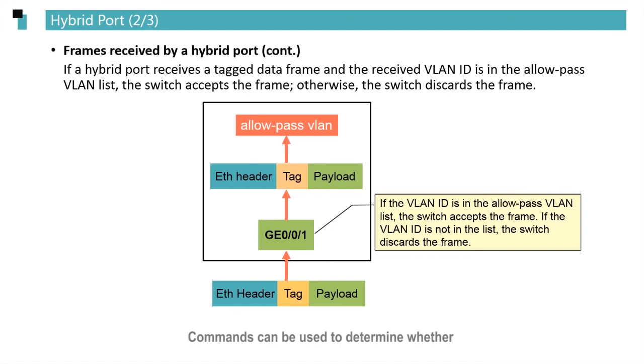Commands can be used to determine whether GE0/0/1 sends a frame with a VLAN tag. The port hybrid untagged vlan command allows untagged frames to be sent. The port hybrid tagged vlan command allows tagged frames to be sent.